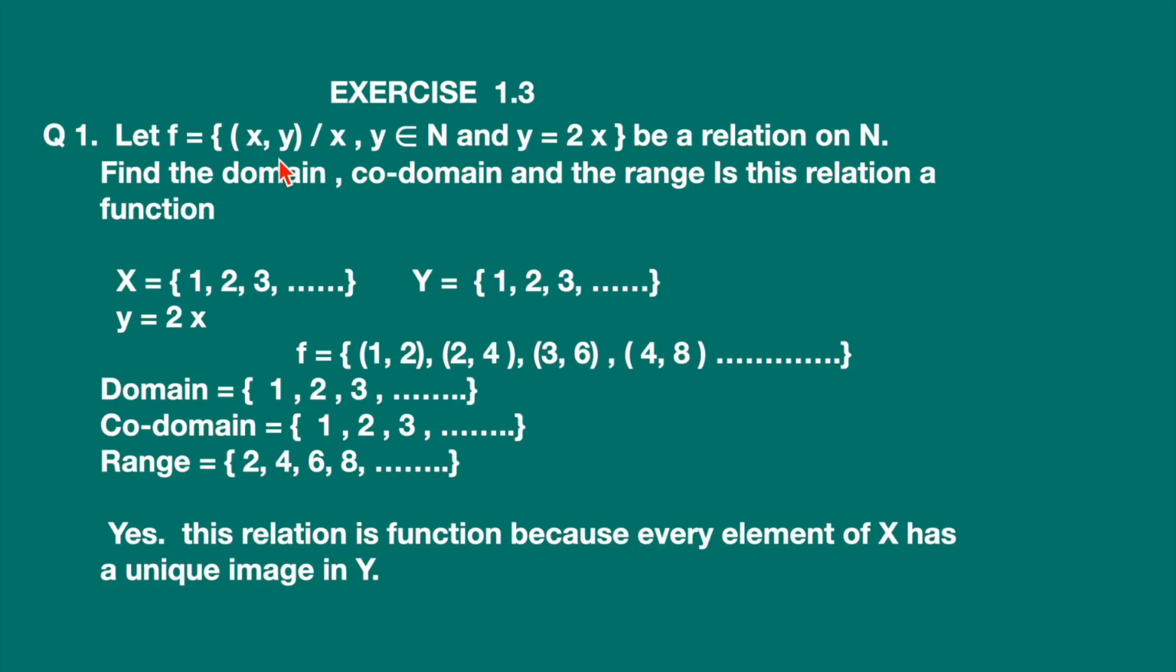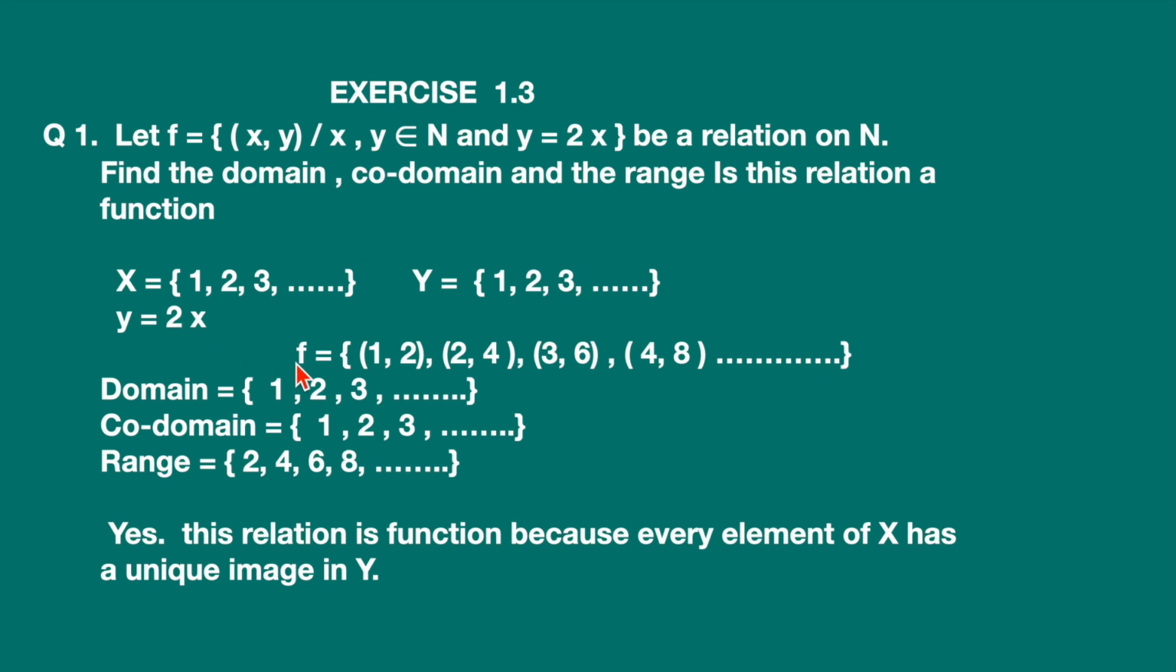Exercise 1.3, Question 1. Let f = {(x, y) : x, y belongs to N and y = 2x} be a relation on N. Find the domain, codomain and the range. Is this relation a function? They have given X as N, the set of natural numbers. Y also is the set of natural numbers. And the relation is given here, y = 2x.